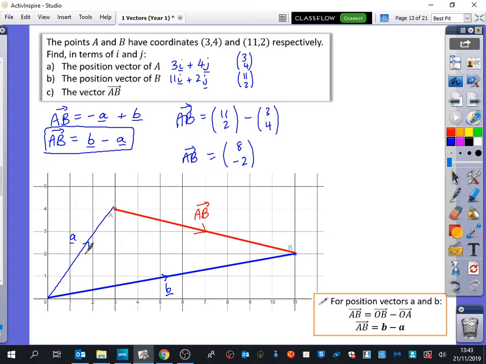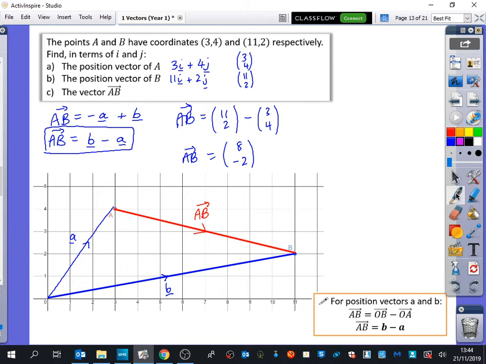Yes? From A to B, we make a journey of 8 to the right and 2 down. Let's just double check that that works. Obviously it's going to work, but we'll just check. Actually, we're going to go 1, 2, 3, 4, 5, 6, 7, 8 to the right and 2 down. That's actually what's happened there. And if I wanted to find the distance AB, well, I know that's 8 and that's 2. I could just do the magnitude. I could do 8 squared plus 2 squared and square root it. Okay?